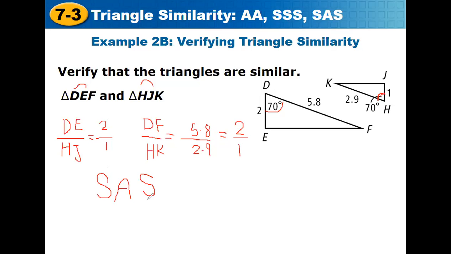Okay, so you understood the meaning of side angle side: the two corresponding sides are proportional, having the same ratio, and the measure of the included angle between them. Understood this example?